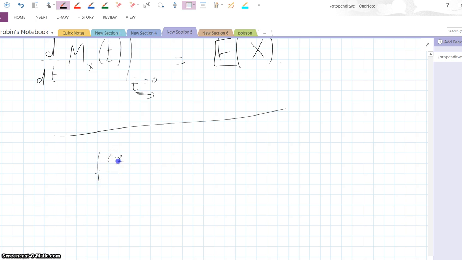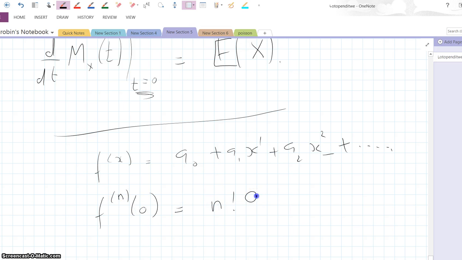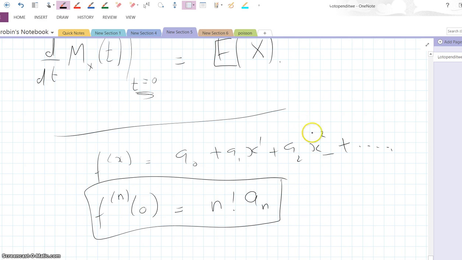If f of x, just some function, equals a0 plus a1 x plus a2 x squared and so on, then f differentiated n times at 0 is equal to n factorial a_n. We did that a long time ago because as you differentiate, the power comes down by 1 each time. So if you've got an x to the n term, it goes n x to the n minus 1, then n minus 1 x to the n minus 2, and so on. When you get down to 0, which is the one we're interested in, you've got n factorial there.